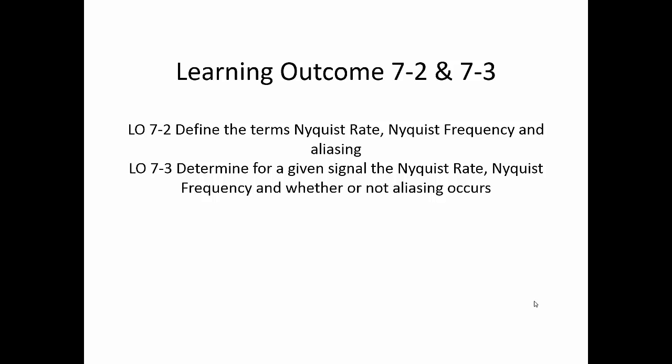Learning Outcomes 7.2 and 7.3. Define the terms Nyquist rate, Nyquist frequency, and aliasing. Determine for a given signal the Nyquist rate, Nyquist frequency, and whether or not aliasing occurs.